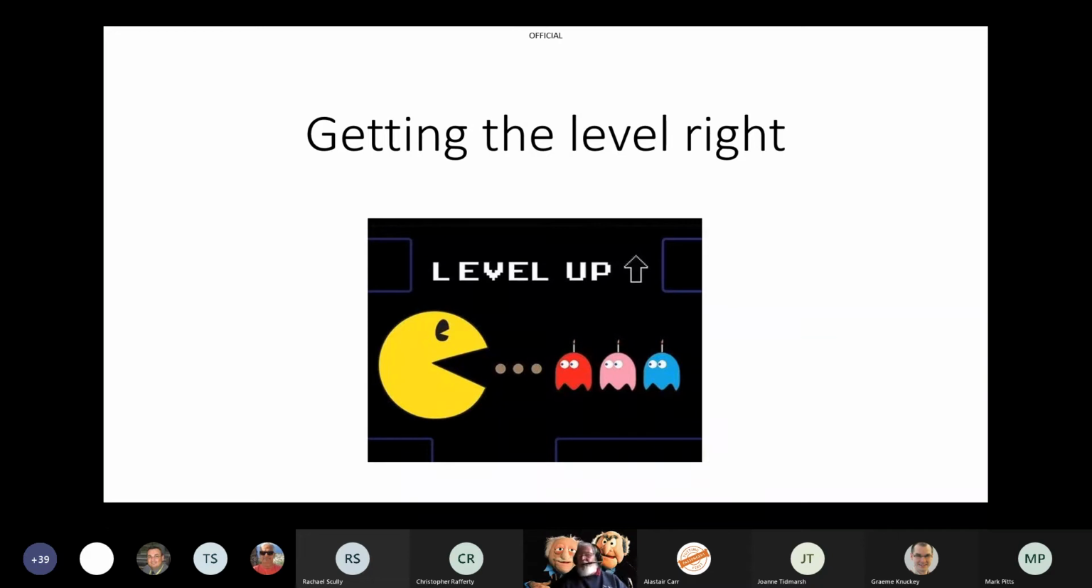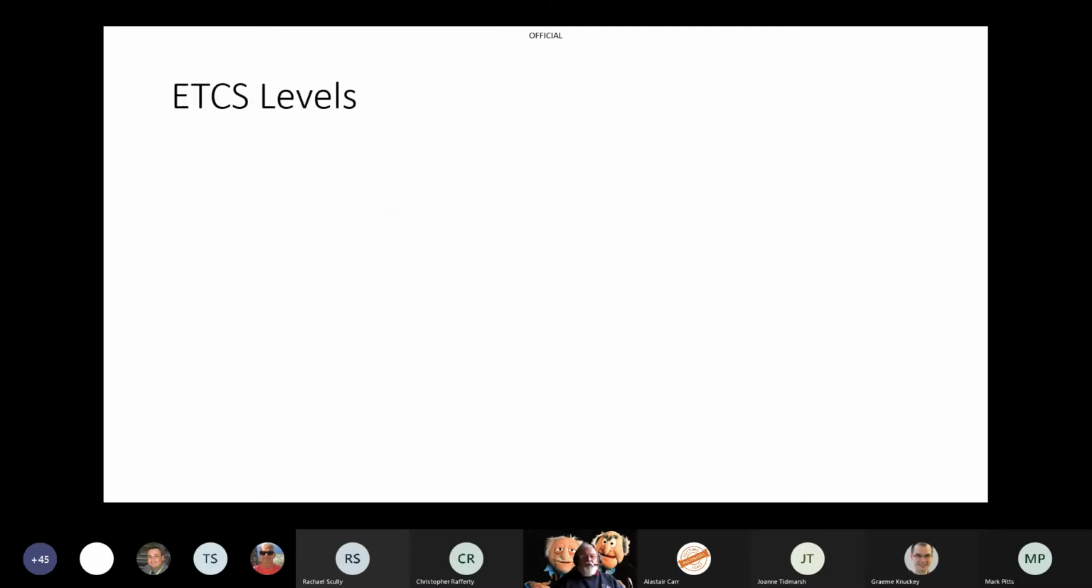So good afternoon, everybody. This is the fourth in the little series of talks. And this time I'd like to talk a little about ETCS levels and transitions between levels in ETCS. So it's all about getting the level right. So let's just refresh our memory of ETCS levels.